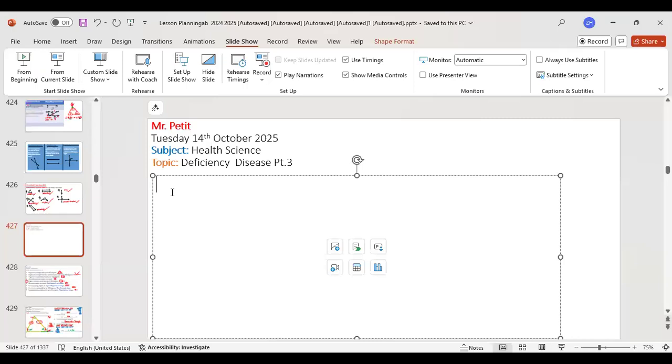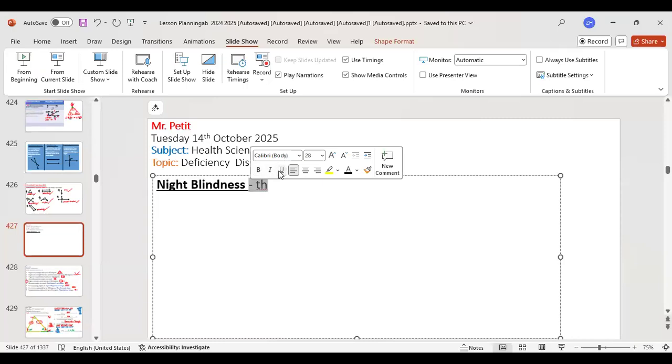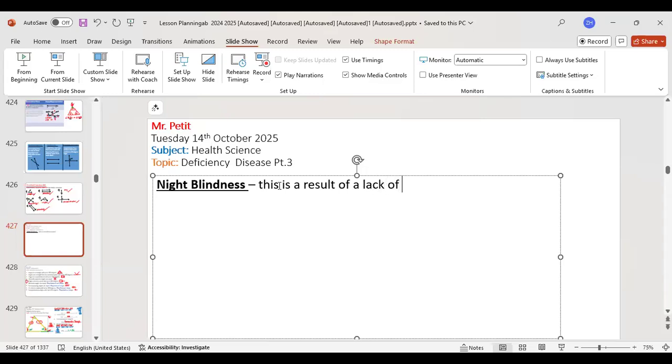Okay, so anyone here wears glasses? That's what we're going to be talking about. I'm not talking about sunglasses, I mean medicated glasses. So we're going to be talking about night blindness. These people do not need to be on the road at night. Not a good idea. So this is a result of a lack of which vitamin?